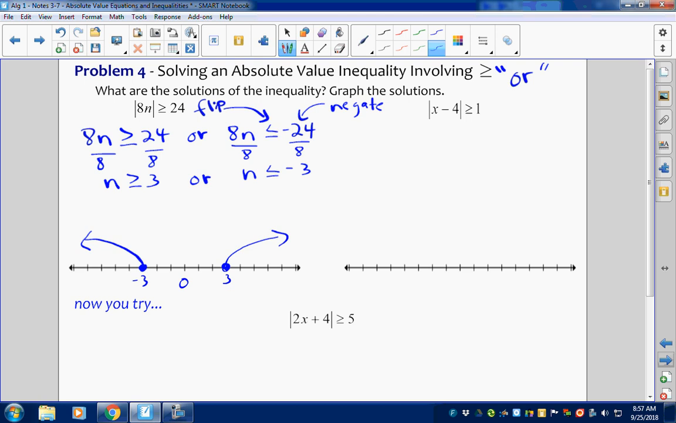All right, see if you can get the two cases for the second one. The two cases would be... So one of the cases is just as you see it, but without the absolute value, right? That's the one that everybody gets. We're separated by an or. What's the other case?